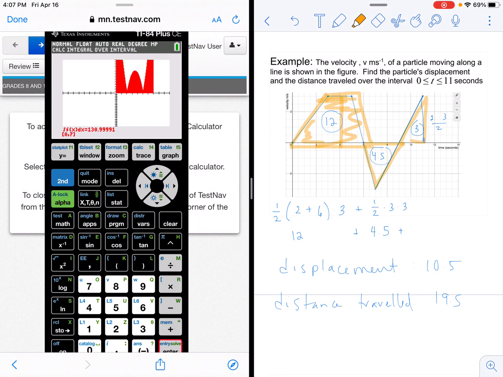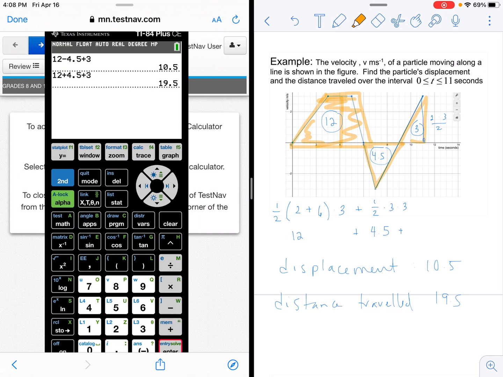So to find displacement, we're going to do 12 minus 4.5 plus 3, and we get 10.5. So the area below the x-axis is actually counting as negative, and that's for displacement. To find the total distance traveled, we're just going to add all the areas together, and we get 19.5.